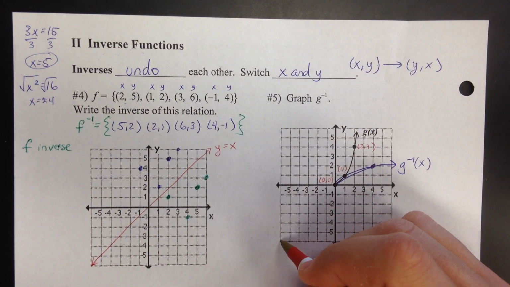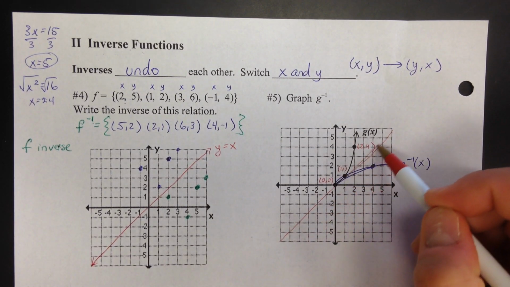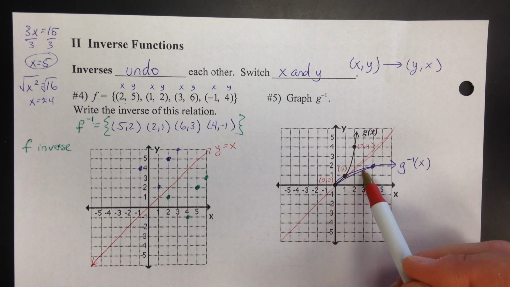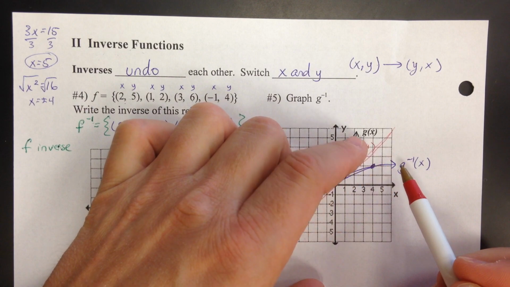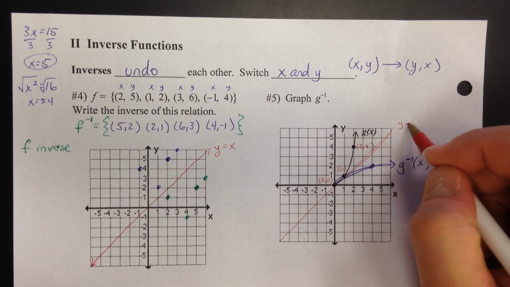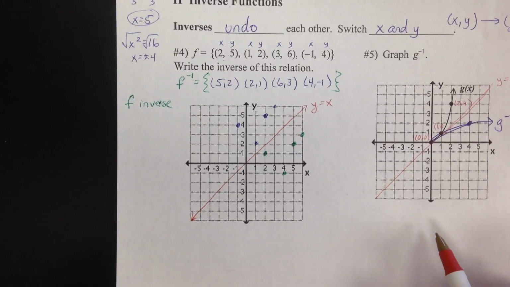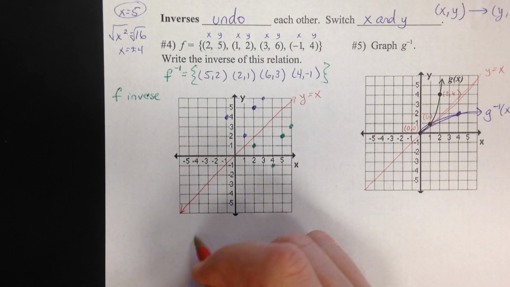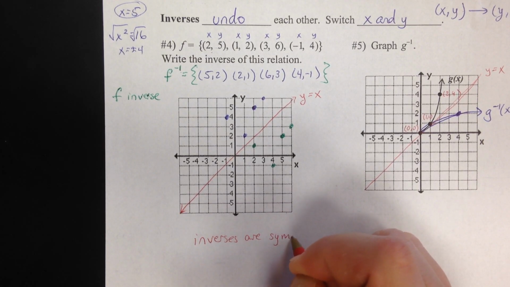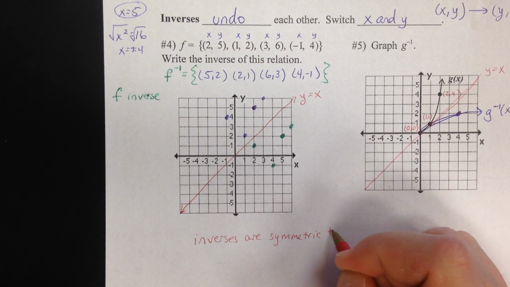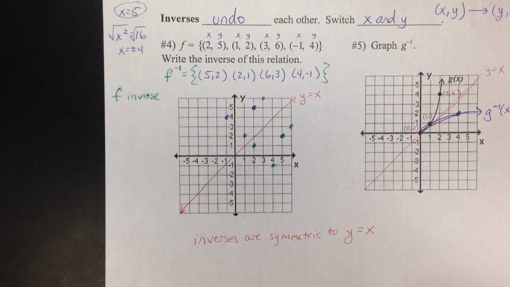If I draw the line y equals x, assuming I draw it somewhat accurately, notice again that these 2 are symmetric with the line. You could reflect this onto here. They reflect onto each other. Now you don't need to graph y equals x. This is the key right here. But in terms of the visual, inverses are always symmetric to y equals x.